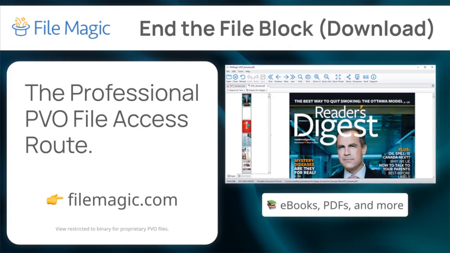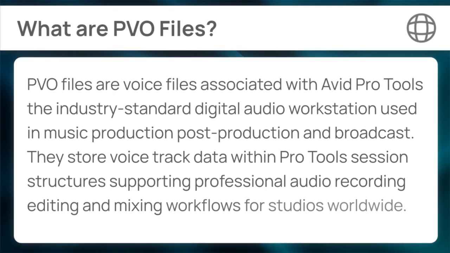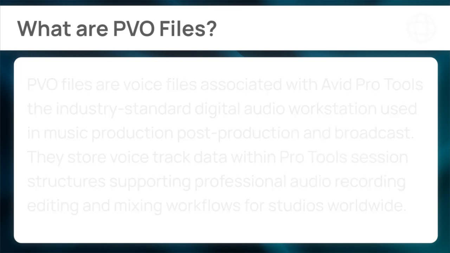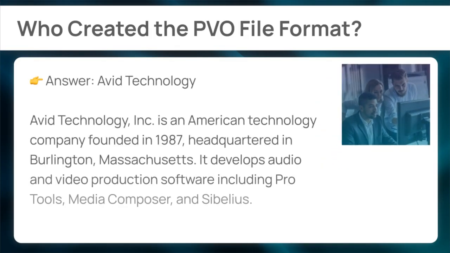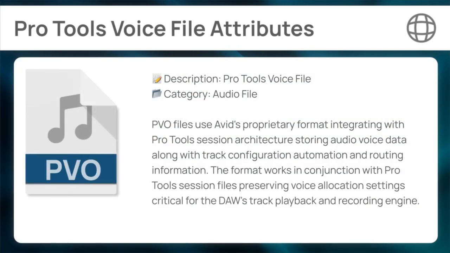First, the simple methods. PVO files are voice files associated with Avid Pro Tools, the industry-standard digital audio workstation used in music production, post-production, and broadcast. They store voice track data within Pro Tools session structures, supporting professional audio recording, editing, and mixing workflows for studios worldwide. PVO files use Avid's proprietary format, integrating with Pro Tools session architecture, storing audio voice data, along with track configuration, automation, and routing information.